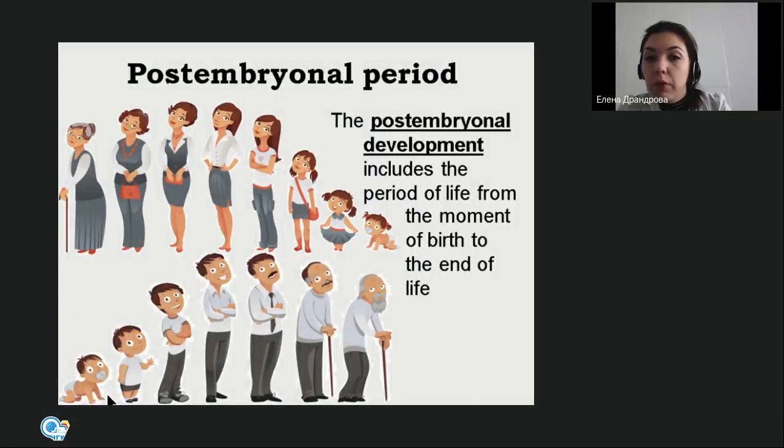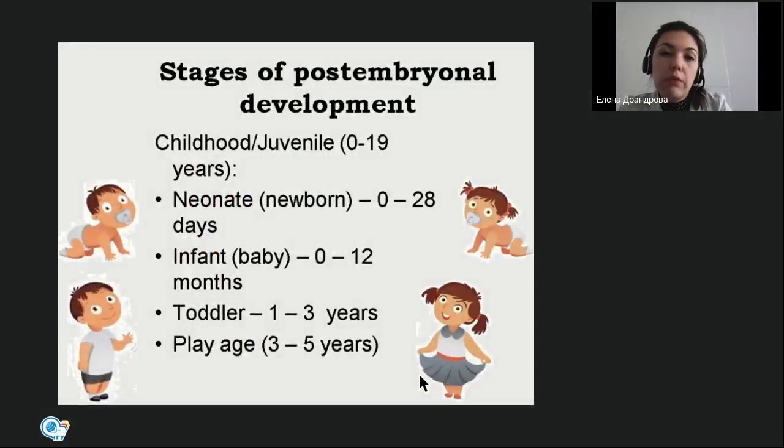And so after the birth, post-embryonal period starts. Post-embryonal development includes the period of life from the moment of birth till the end of life. The following periods are included into post-embryonal development. First it is childhood or juvenile period. According to WHO, World Health Organization, childhood lasts from the moment of birth up to 19 years. And the following stages are distinguished in it.